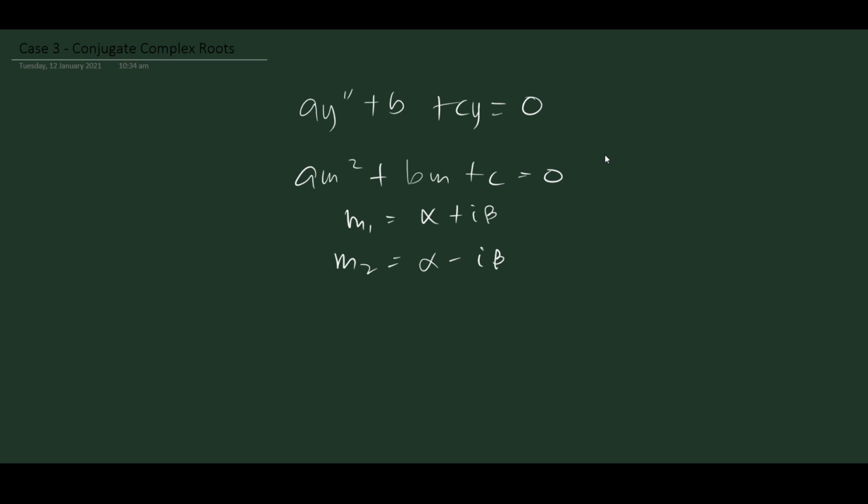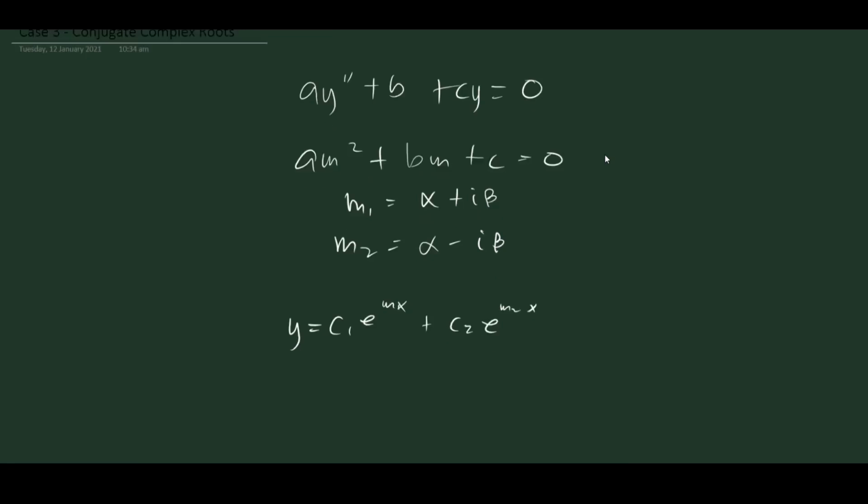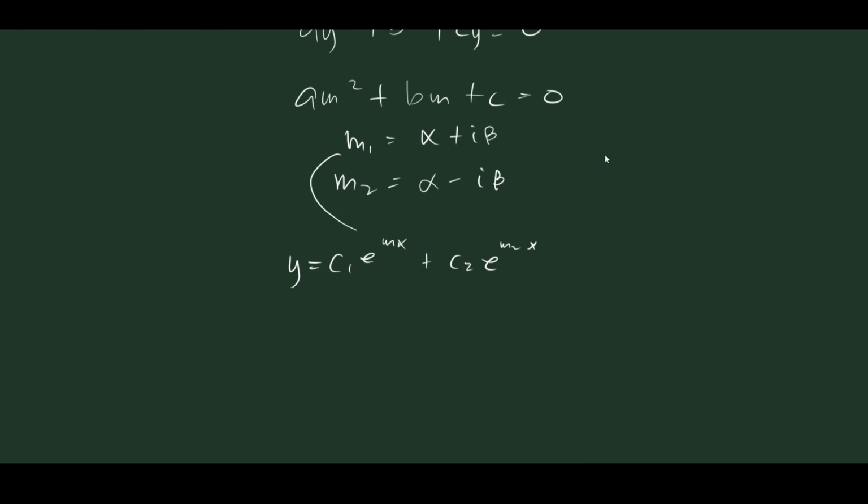So we can use the general solution for case 1, right? So y, let's rewrite that, is c1 e raised to m1x plus c2 e raised to m2x. If we plug this m1 here and this m2 right here, we will get y is equal to c1 e raised to (alpha plus i beta)x, plus c2 e raised to (alpha minus i beta)x. So that's it, right?